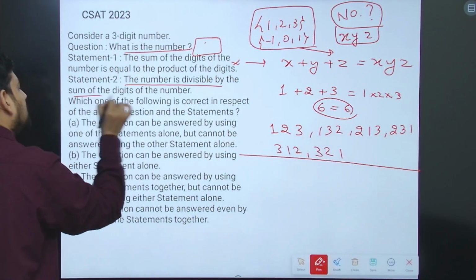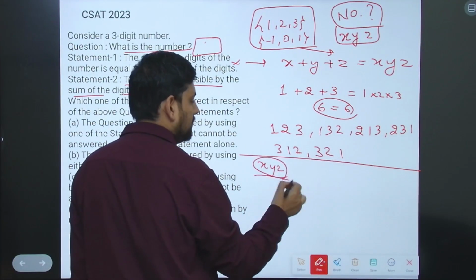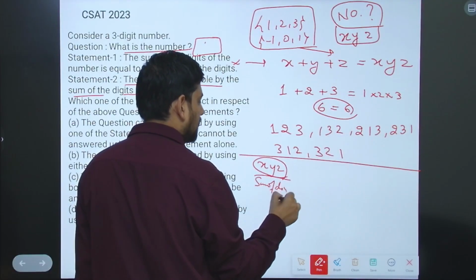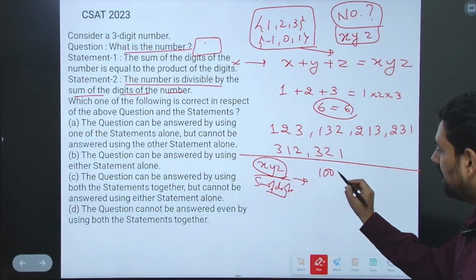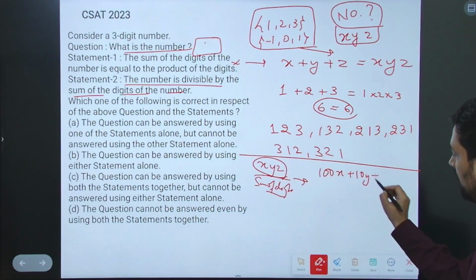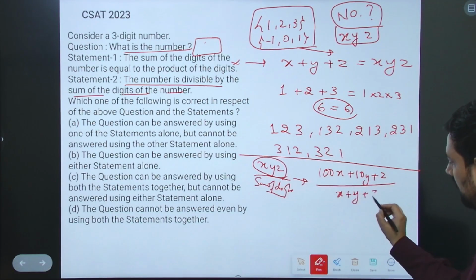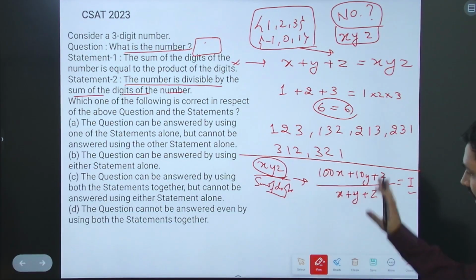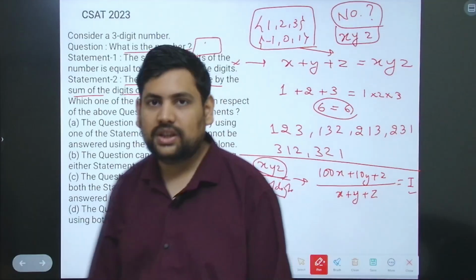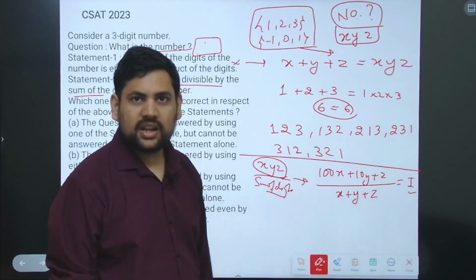The number is divisible by the sum of the digits of the number. Okay, so the number xyz is divisible by the sum of digits. Now see, the number xyz equals 100x plus 10y plus z, divided by the sum of digits, that is x plus y plus z. Correct? When this is divided, it gives an integer, that is, it is divisible. Now see, how many numbers can you have like this that will have this property?